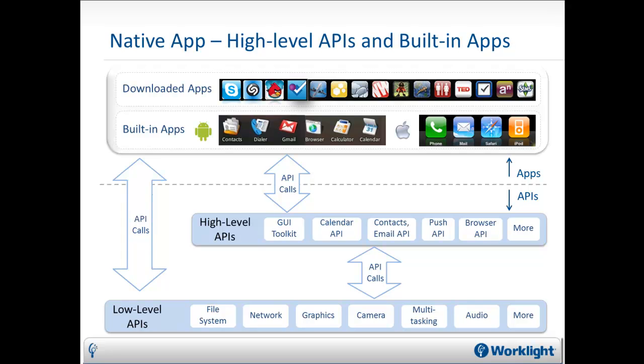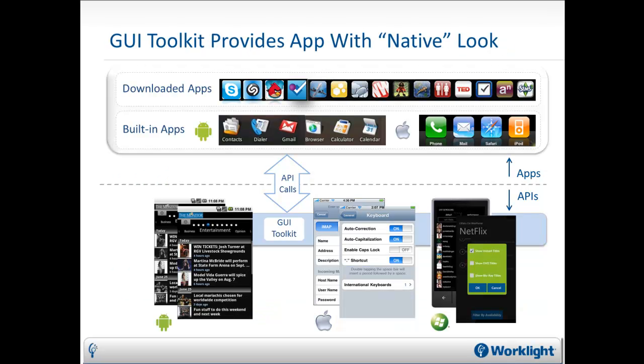Another important set of APIs that the operating system provides is the GUI Toolkit. Each mobile OS comes with its own set of user interface components, such as buttons, input fields, sliders, menus, tab bars, dialogues, and so forth. Apps that choose to make use of these components inherit the look and feel of that mobile OS, and these native UI components usually provide a very smooth user experience.